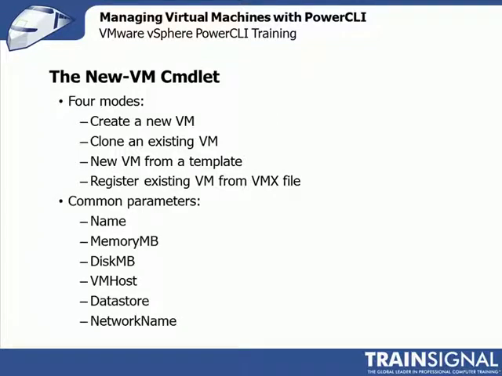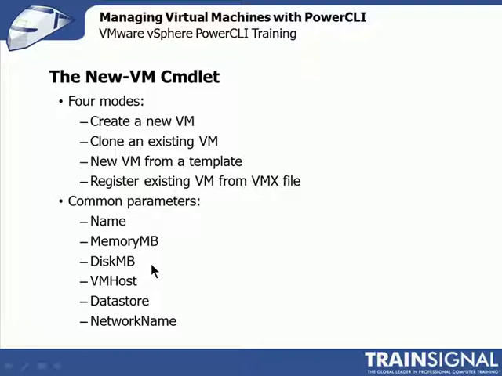Some of the common parameters with this commandlet are Name, MemoryMB, DiskMB, VMHost, Datastore, and NetworkName. So Name obviously is just going to be the name of the virtual machine. That's just plain text. MemoryMB is going to be an integer, and that's going to be related to how much RAM you've got in this virtual machine.